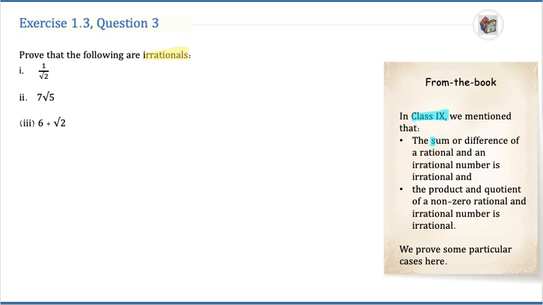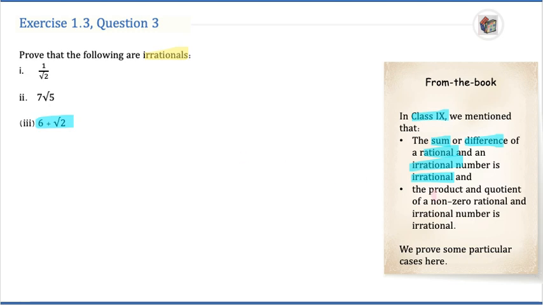We saw that the sum or the difference of a rational and an irrational number is always irrational. So if you're adding one rational number and one irrational number or subtracting, the result has to be irrational. This actually will directly help you see that this third part here, 6 plus root 2, has to be irrational because 6 is rational and root 2 is irrational.